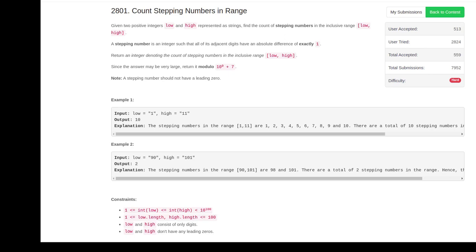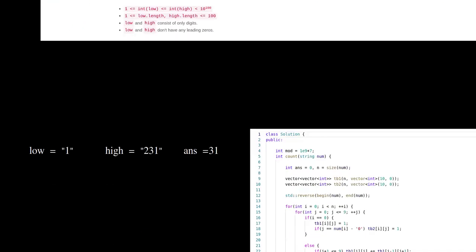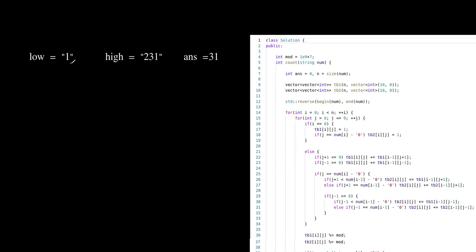Hi, this is a Leetcode question: Count Stepping Numbers in Range. This is the last question of weekly contest number 1 3 5 6. In this example, low equals 1, high equals 231, and the answer is 31.